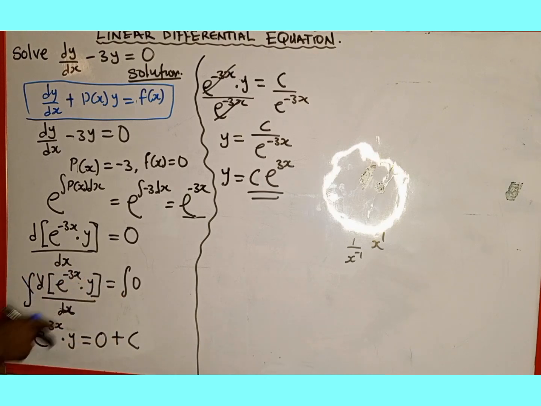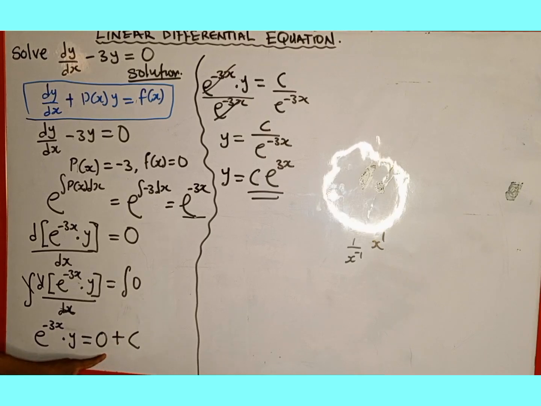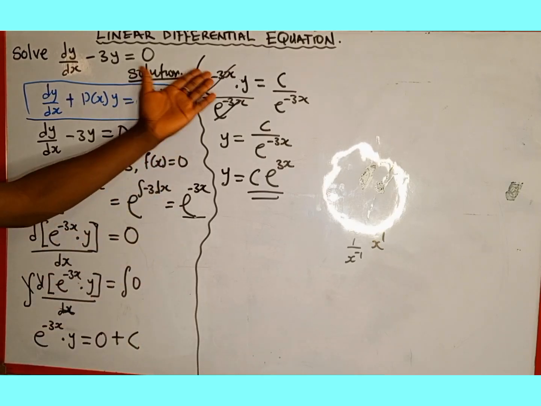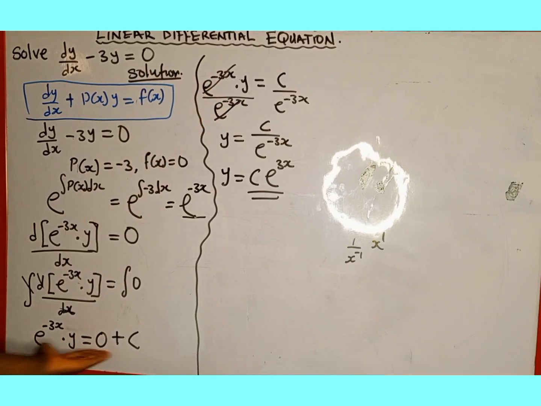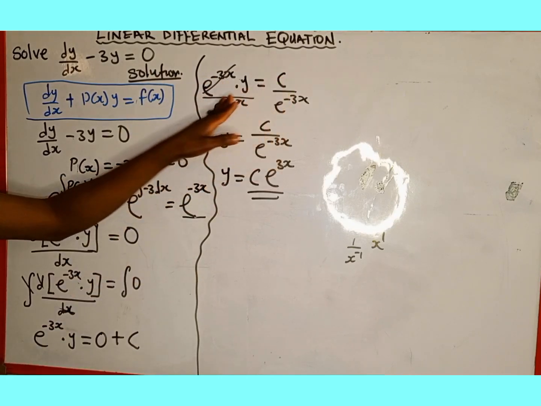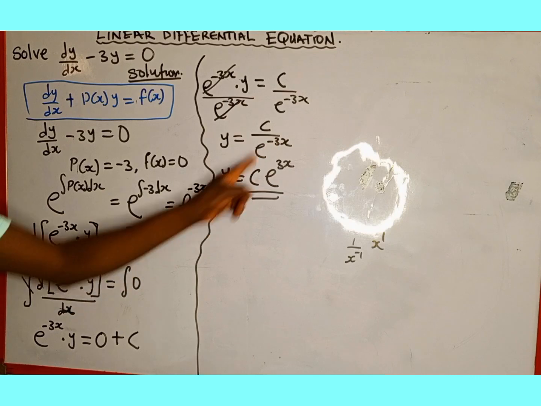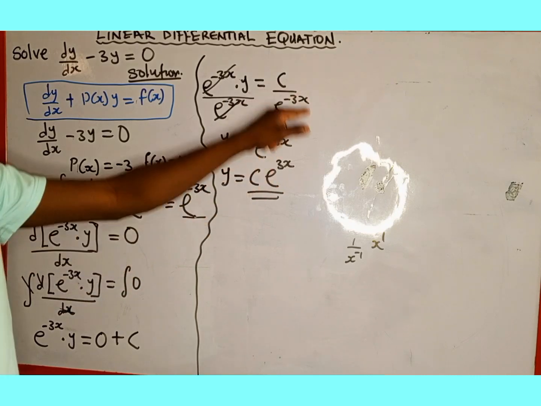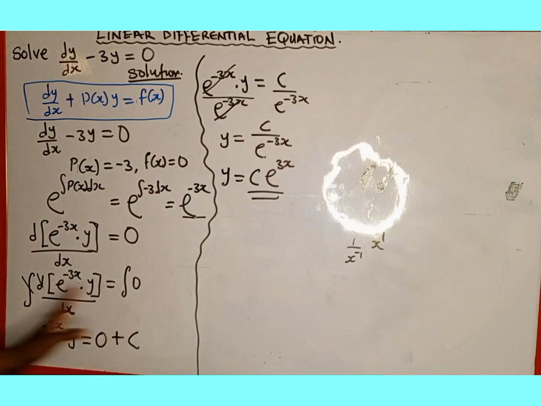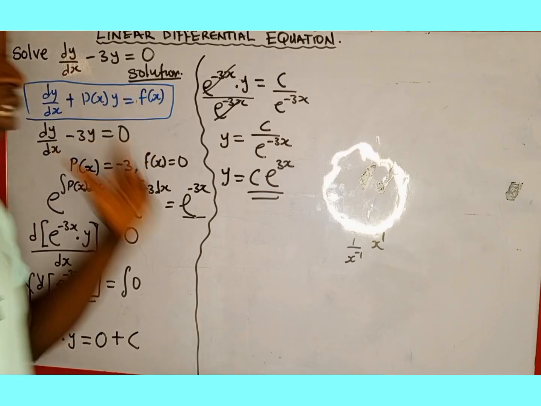Now the fifth thing to do is to integrate both sides of the equation. The integral will cancel the derivative. So it will be what? e to the power of minus 3x multiplied by y is equal to what? The integral of 0 is 0, then plus the integrating constant. Then we rewrite, plus c, then we make y the subject of the formula, and according to the law of indices, we transfer this one to the numerator. So these are the 5 steps to solve a linear differential equation.